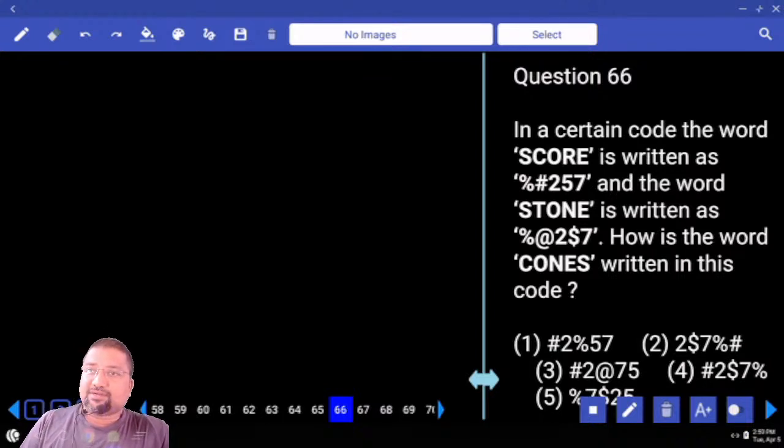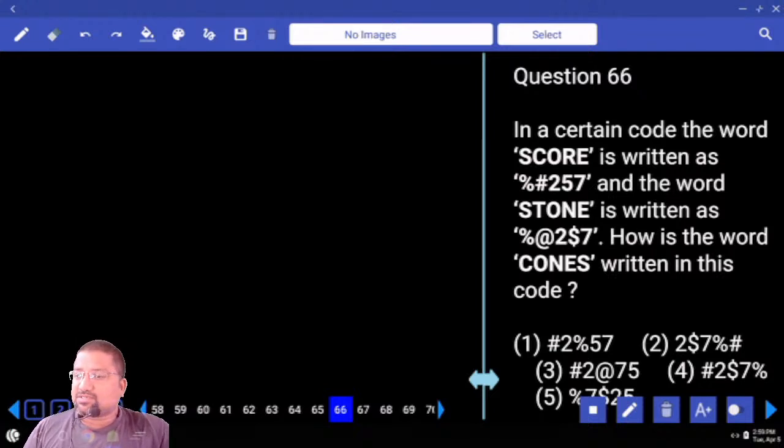Check the order. What is the code for S? Percentile. What is the code for S in stone? Percentile. And what are the other common letters? O, 2. O here is also 2. And the order in which they are coded is the same. E is coded as 7 in score, and the same way E is coded as 7 in stone. So can I say that the order is the same?